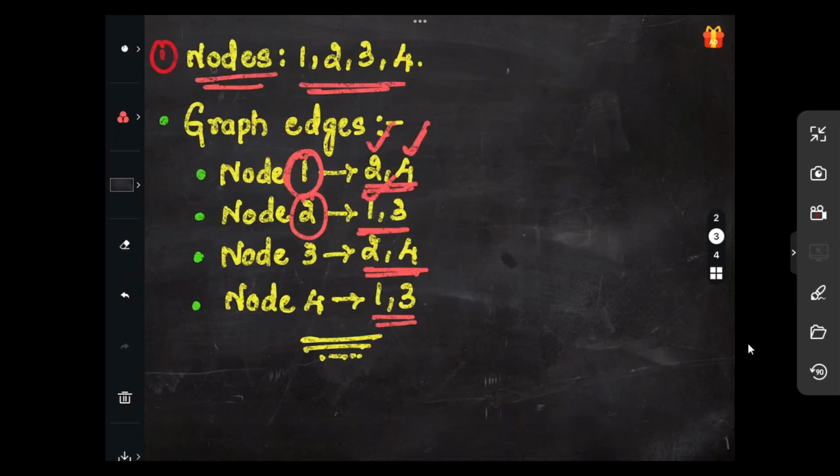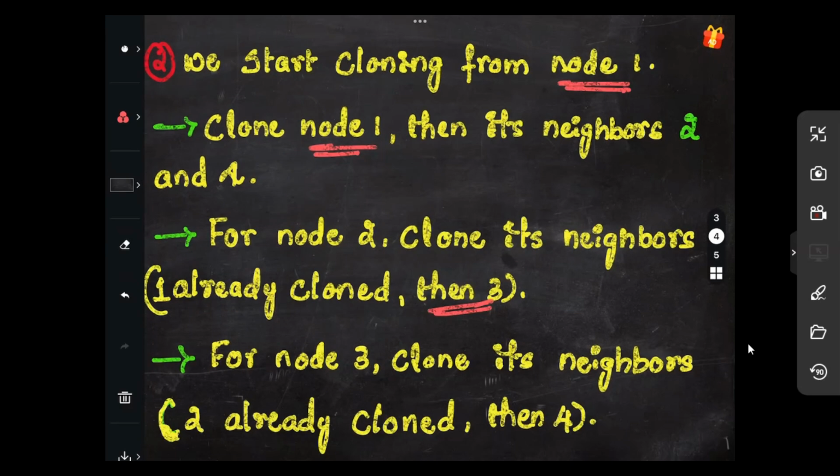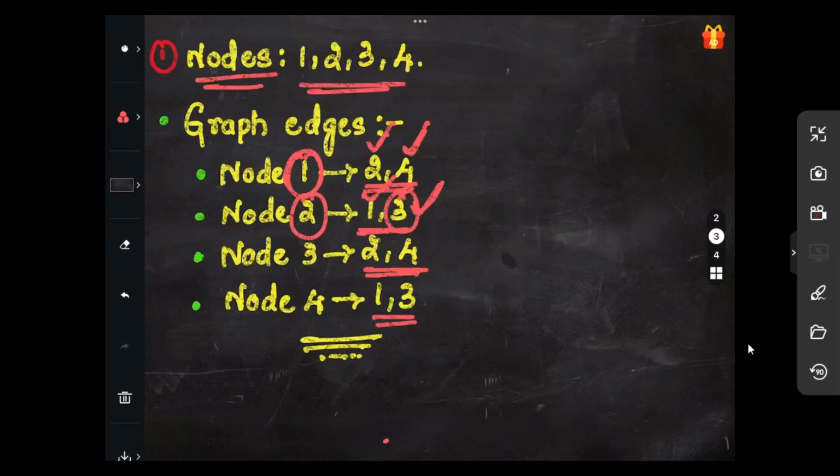Then we will clone 3 in this case. Here we'll clone 3, right? Along with 2. Next, for node 3 we have to clone its neighbors, right? 2 is already cloned here in this case. See here, 2 is already cloned. This one I'm speaking of. 2 is already cloned here.